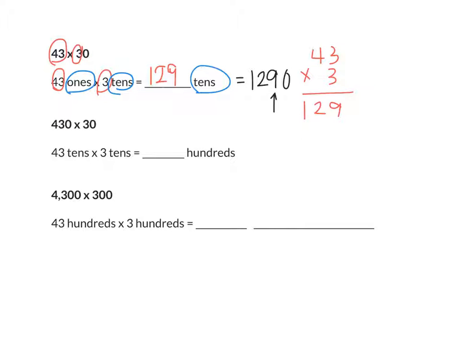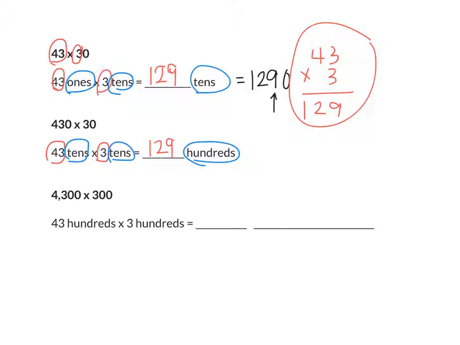Okay. Let's think about it in another example. We have 430 times 30. Well, that's the same as 43 tens. Do you guys agree? Times 3 tens. Do you guys agree? Okay. Well, I already know that 43 times 3 is 129 because I just did the math, right? But let's look at the units. What's 10 times 10? So if I have tens and I'm multiplying it by tens, what units will I then be in? Hundreds. Okay, so the answer is 129 hundreds.